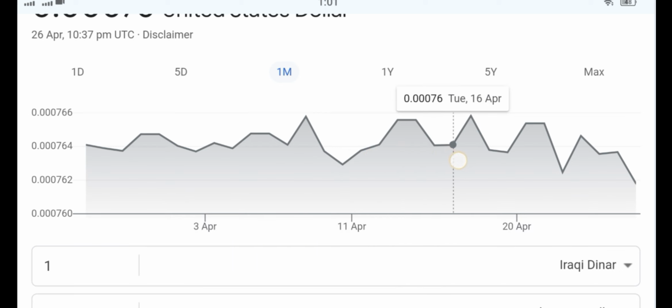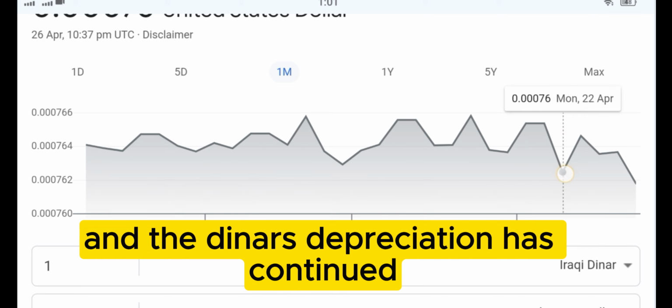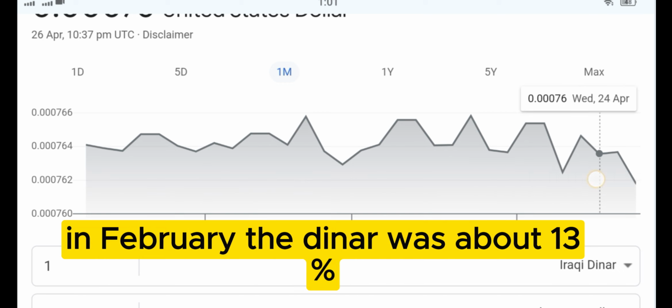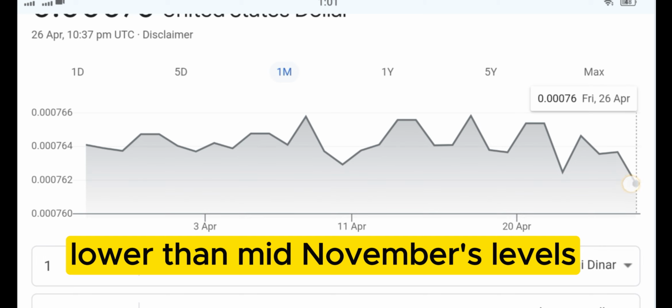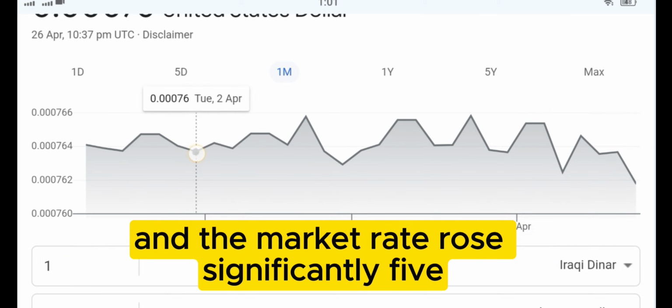However, these changes will take time, and the dinar's depreciation has continued. In February, the dinar was about 13% lower than mid-November's levels, and the spread between the official exchange rate and the market rate rose significantly.